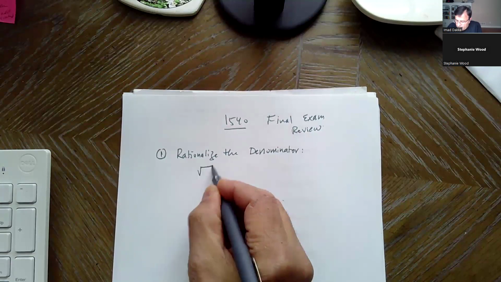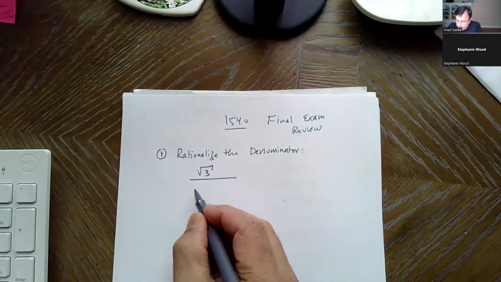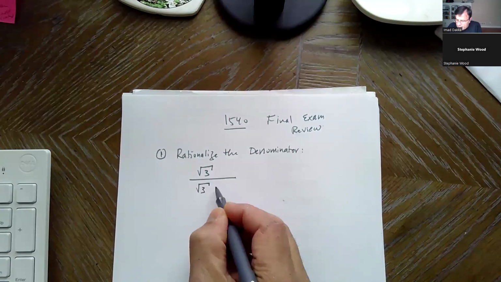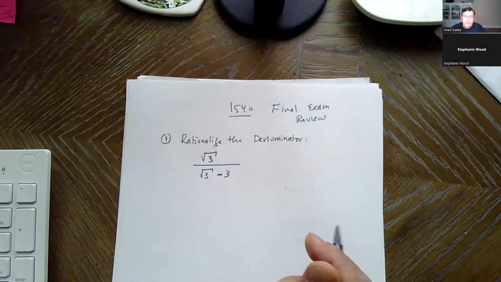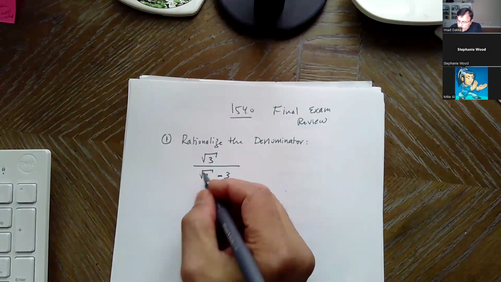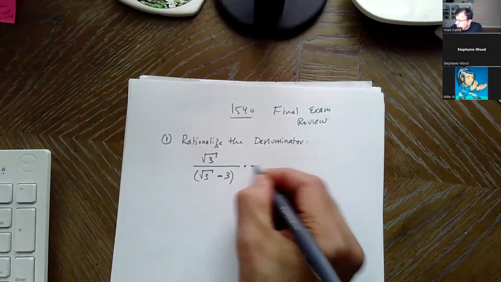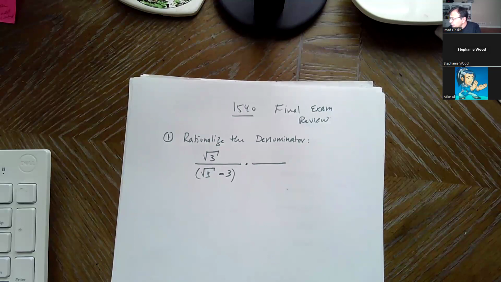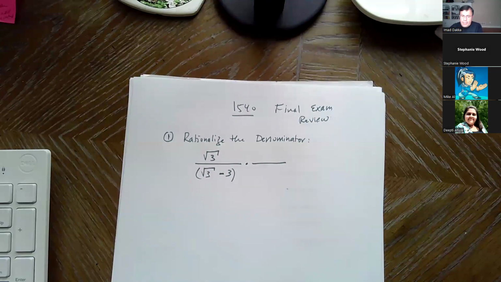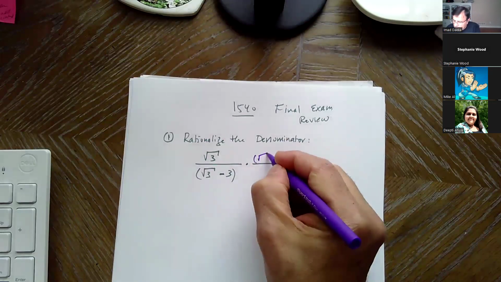Square root of 3 divided by square root of 3 minus 3. So in order to rationalize the denominator, you need to remove the square root from the denominator. So you need to times the top and bottom by the conjugate. And the conjugate of root 3 minus 3 is root 3 plus 3.